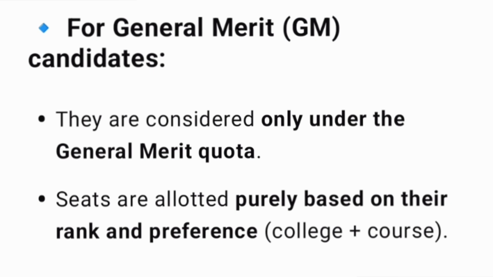The general merit candidate can only get the general merit quota seat, right? So it may look simple. There are two types of seats: GM seats and KKR seats. But GM students can get only GM seats, and they will be allotted based on their rank and preference. So although there may be KKR seats available, and you want that college, that branch, you cannot be allotted any KKR seat. Those are reserved only for KKR students. You can only get GM seats.